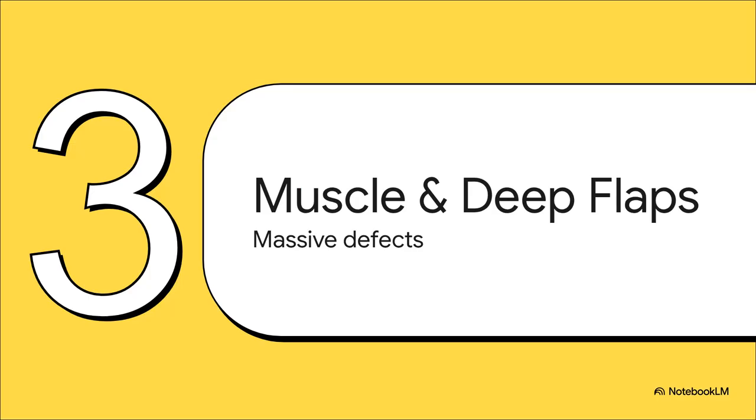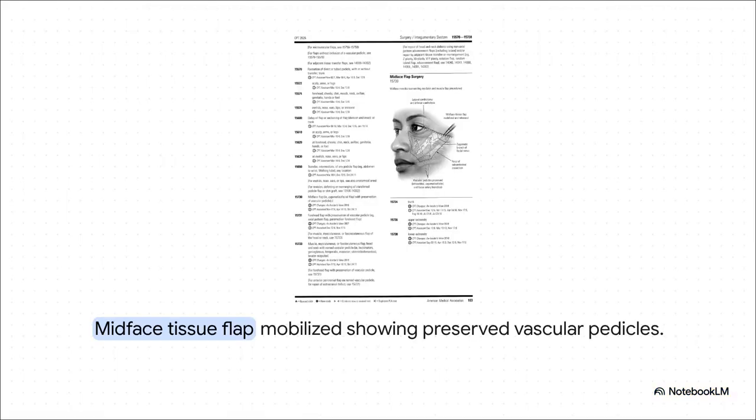Moving on to Section 3, muscle and deep tissue flaps. Now, what happens when a surgeon needs to fix a massive defect where skin alone just won't cut it? Take a look at this incredible illustration on the screen. The surgeon isn't just moving surface skin, they're pulling deep tissues and muscles into the area. Notice how they carefully preserve those vital blood vessels and nerve branches? We're talking about highly complex reconstructive surgery here. The goal isn't just to cover a hole, it's to restore volume, function, and deep structural integrity.